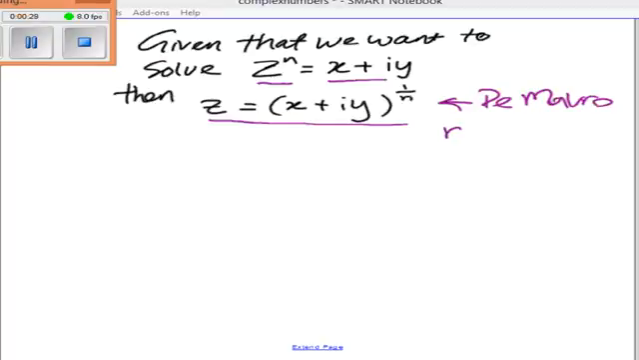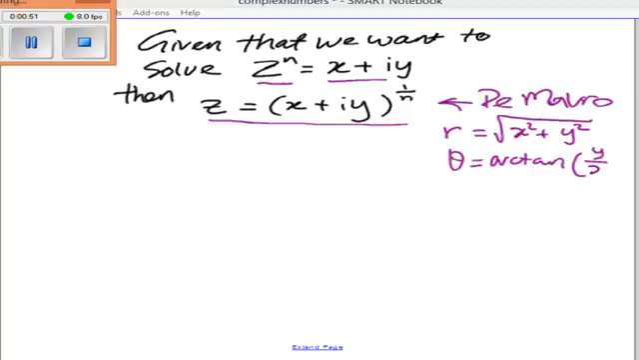Let r be the modulus of this, the square root of x squared plus y squared, so the modulus of this particular complex number. And let theta be the argument of x plus iy, that is the arctangent of y over x in this case. Then we know that the fundamental theorem of algebra says if the equation is a polynomial of degree n, then it must have n results or n roots.